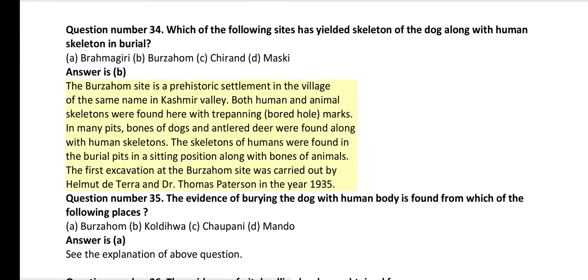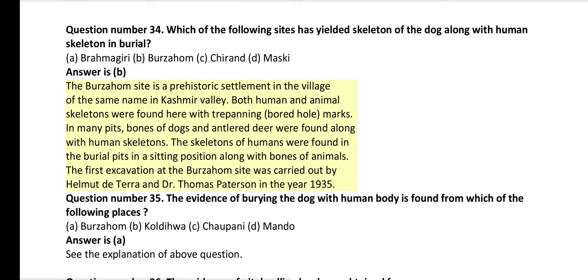The Burzahom site is a prehistoric settlement in the village of the same name in Kashmir Valley. Both human and animal skeletons were found here with trepanning borehole marks. In many pits, bones of dogs and antlered deer were found along with human skeletons. The skeletons of humans were found in the burial pits in a sitting position along with bones of animals.